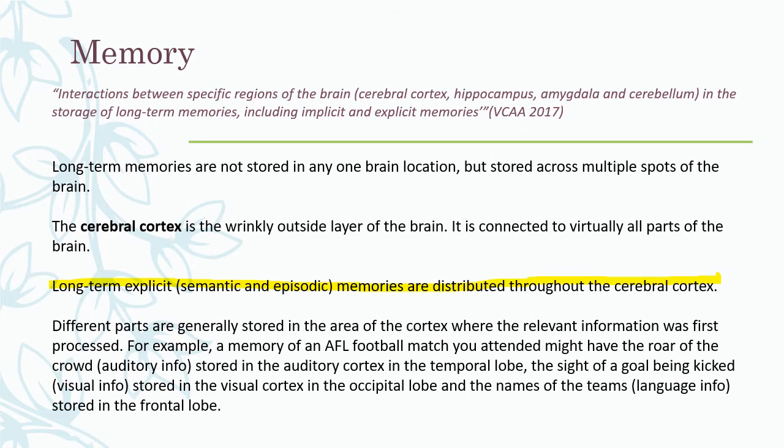So if you're looking at an AFL football match you attended, you might have the roar of the crowd, so auditory information stored in the auditory cortex of the temporal lobe, and the sight of the goal being kicked in the visual part of the occipital lobe, and the names of the teams might be stored in the frontal lobe, right? Wherever it's processed first is usually where it's stored. So it might not be a memory of a whole event. It might be bits and pieces of the event that get pieced together when you remember it later. So long-term explicit memories are distributed throughout the brain.